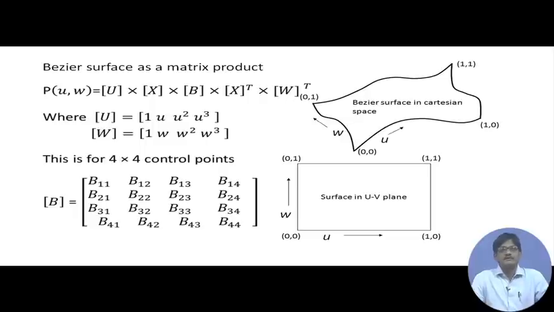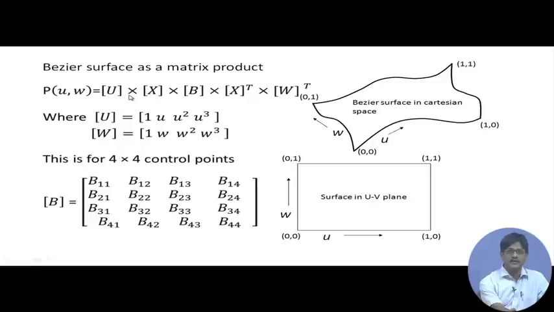So, if we express the Bezier surface as a product of matrices, it will appear just as before: the u matrix, the coefficient matrix for the u side, the control point matrix, the coefficient matrix for the w side, transpose, and the w matrix, that means the other parameter w, transpose.